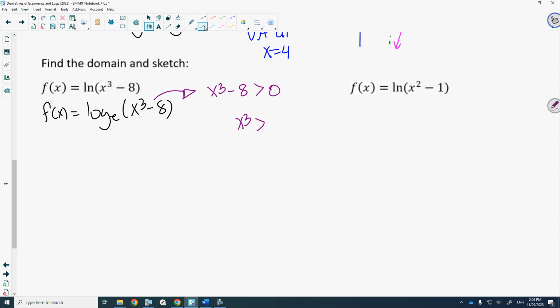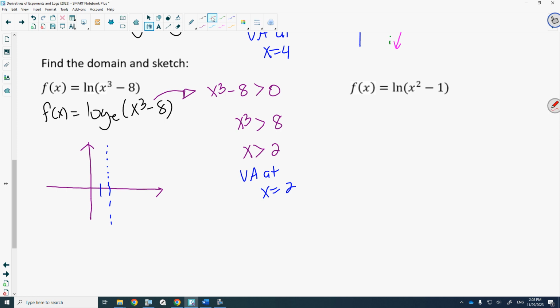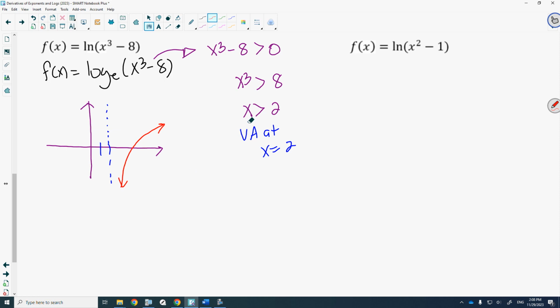X cubed must be greater than 8. X must be greater than 2. This graph, it's a log graph with a domain of x is greater than 2. So that gives me a vertical asymptote at x is equal to 2. So here's my VA. And then it's a log graph. The domain of this graph comes from this x is greater than 2. So the domain of this log graph is 2 to infinity.